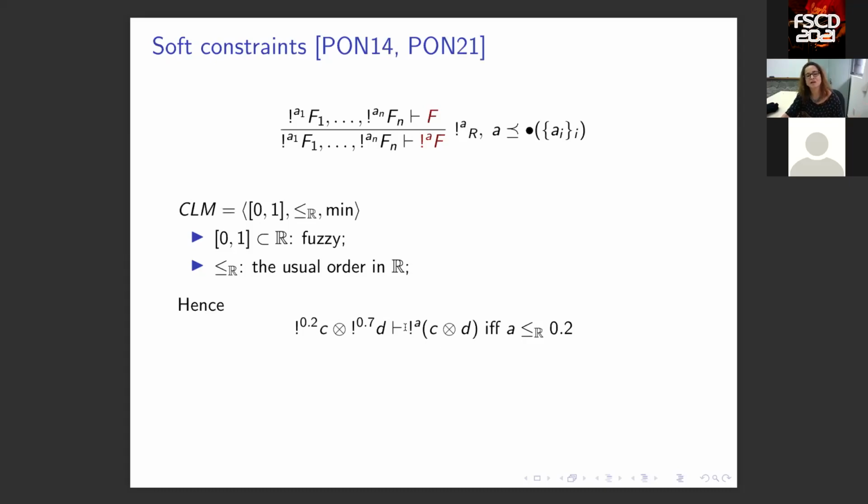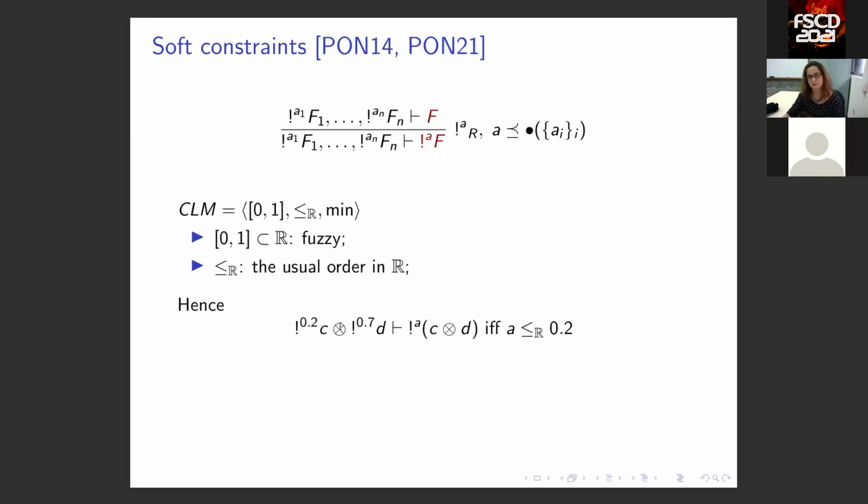It just doesn't need that. For example, if I want to prove C and D, and I have this with a preference A, if this is believed with a preference A, and I have C and I have D with some beliefs here, 0.2 and 0.1, then this A has to be less or equal to the minimal of them, in this case, 0.2.